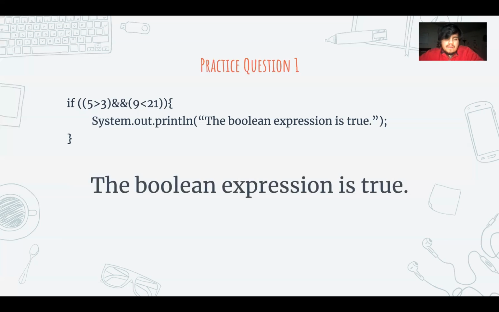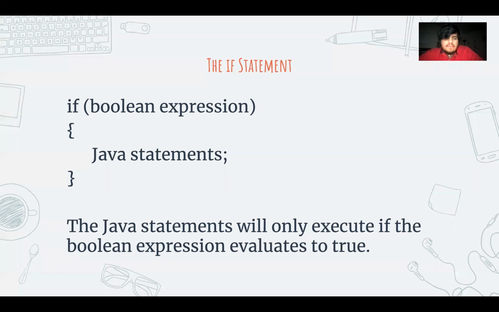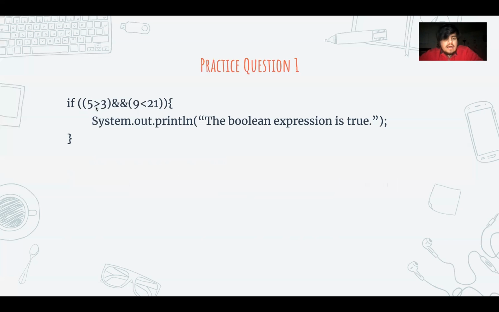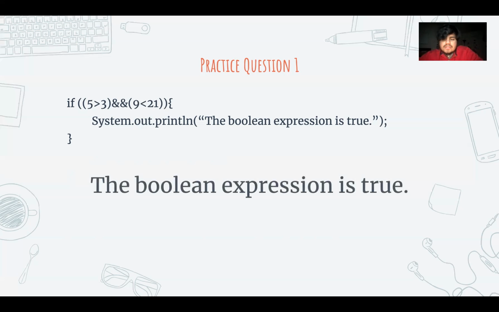However, actually, let me give you an example. So if 5 is greater than 3 and 9 is less than 21. So what is this? This is a Boolean expression. And what does this Boolean expression return? Either a true or false value. So let's determine that. Is 5 greater than 3? Yes, it is. So that's a true value. Is 9 less than 21? Yes, that is a true value. So since both of them are true, and we have an AND operator that requires both sides to be true, then it will print out that the Boolean expression is true.